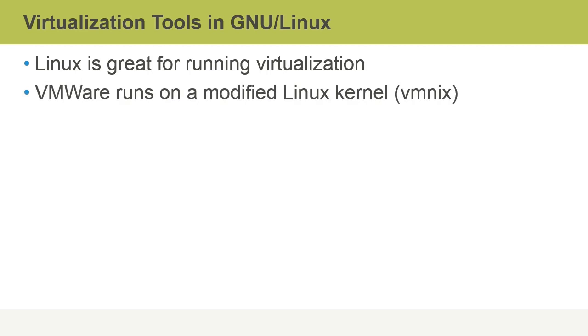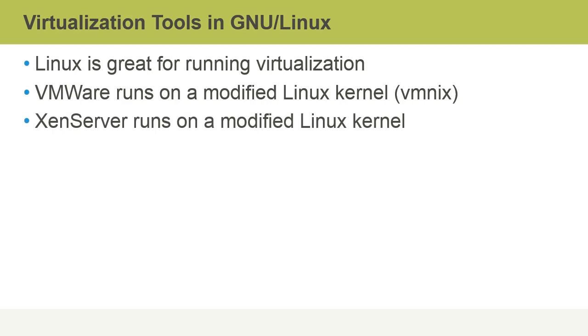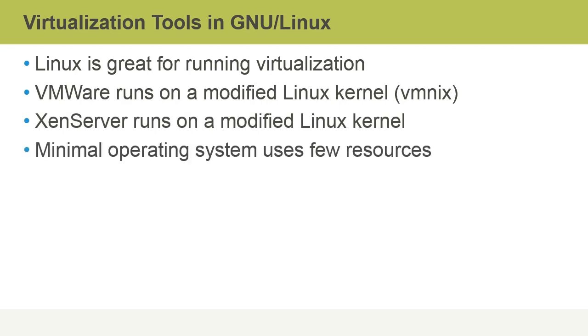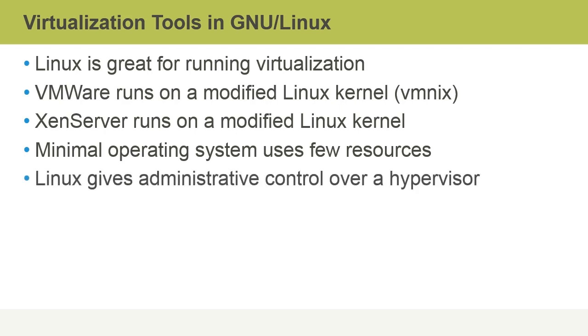The only arguments I've heard against Linux are from people who are heavily invested into some other technology. I've heard some who use VMware criticize Linux because it runs on top of a kernel. What they might not know is that VMware also runs on top of a Linux kernel. It's a modified Linux kernel called VMNix. It doesn't get much publicity, but that's how it works. Xen Server also runs on a modified Linux kernel, which begs the question, why are the top virtualization hypervisors running on the Linux kernel? The answer is that the Linux kernel gives you the most capabilities using the fewest resources.